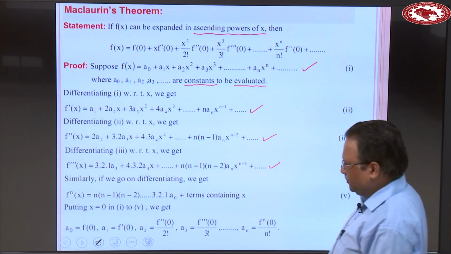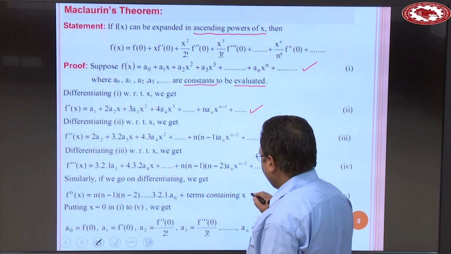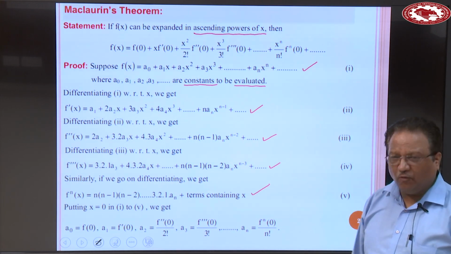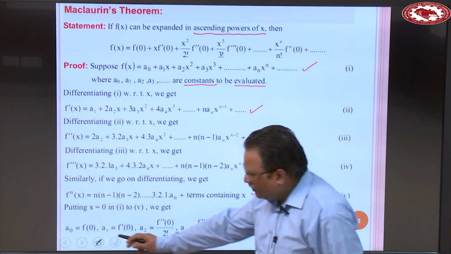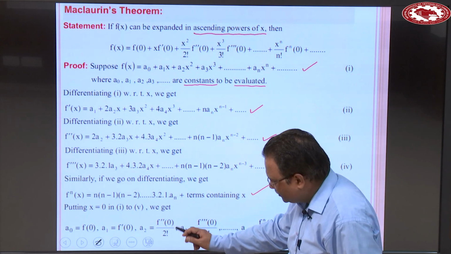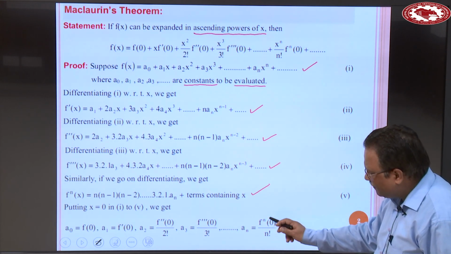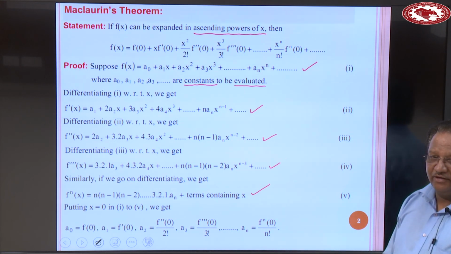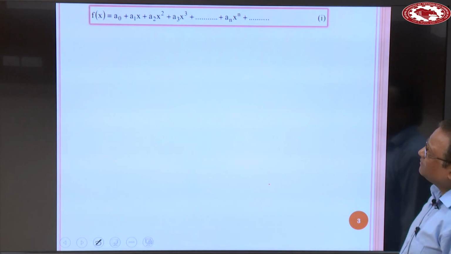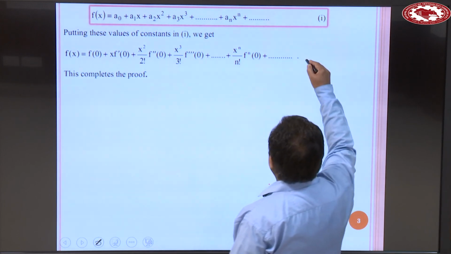Now, putting x is equal to 0 in 1 to 5, when you substitute x is equal to 0, we get a0 is equal to f(0), a1 is equal to f'(0), a2 is equal to f''(0) over 2 factorial, a3 is equal to f'''(0) over 3 factorial and an is equal to f^(n)(0) over n factorial. Now, substitute all these values in the expression number 1. So, when you substitute all these constants in 1, we obtain this expansion.